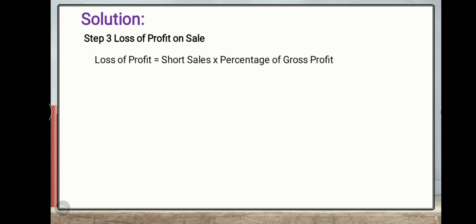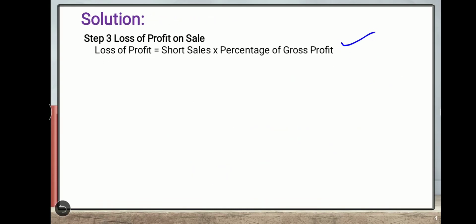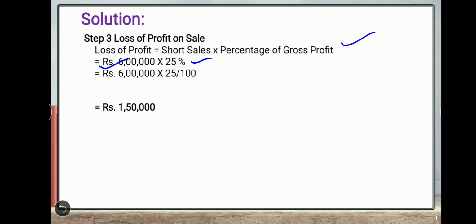So the next step is loss of profit on sales. Formula is short sales multiplied by percentage of gross profit. So short sales is 6 lakh and percentage is 25%. It means 6 lakh multiplied by 25 divided by 100. So it will be 1,50,000. So our loss of profit on sales is 1,50,000.